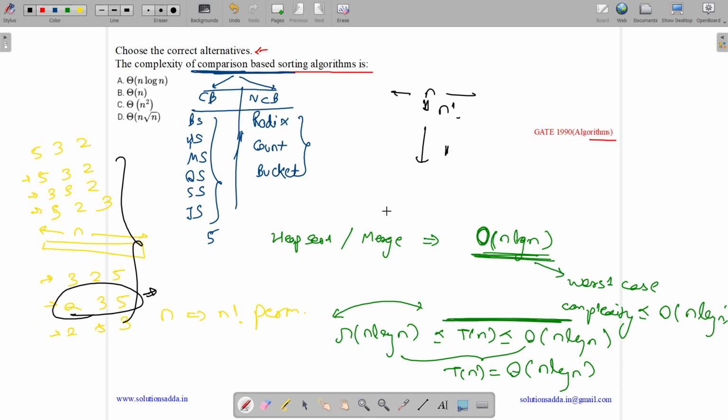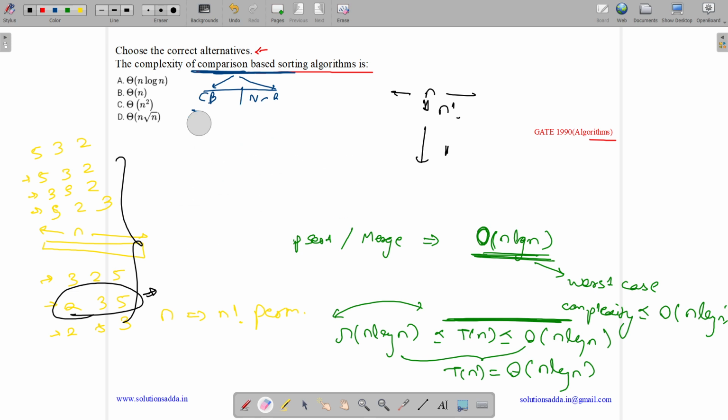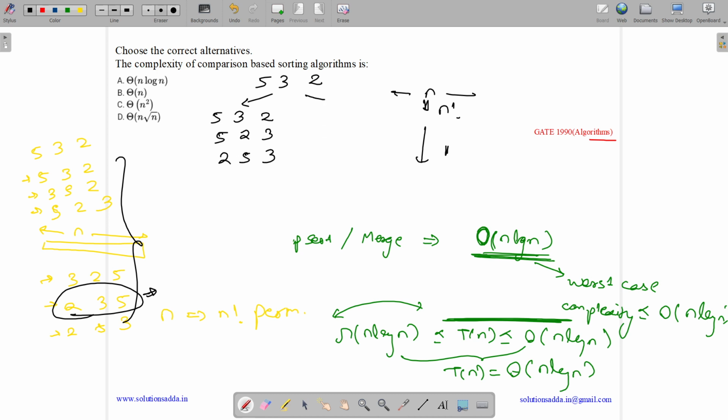So let us see what happens. Let me give you the proof like this. Suppose we have items like 5, 3 and 2. Then we can have all the items in which 5 is greater than 3: 5, 3, 2; 5, 2, 3; 2, 5, 3. And all the items in which 5 is less than 3: 3, 5, 2; 3, 2, 5; 2, 3, 5.